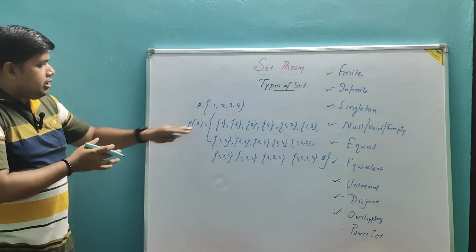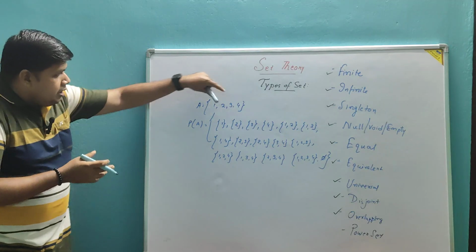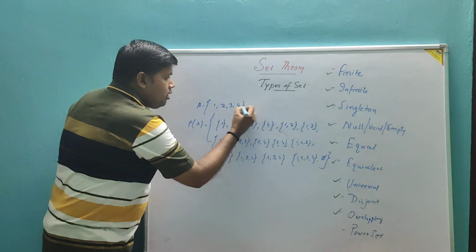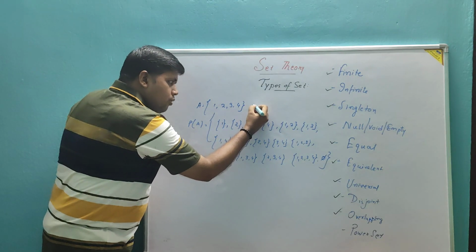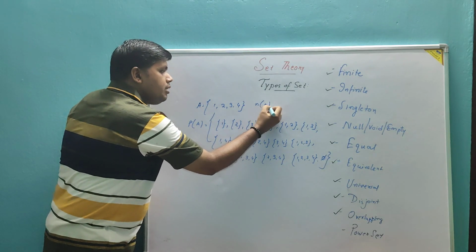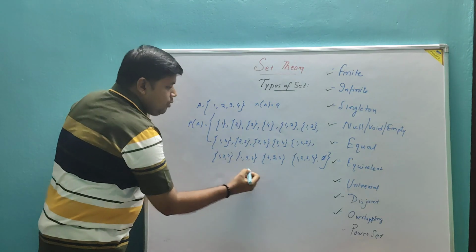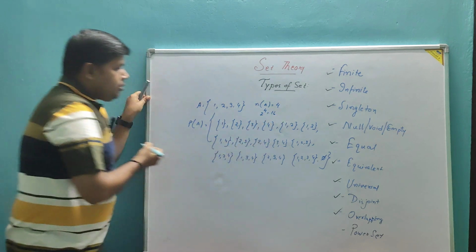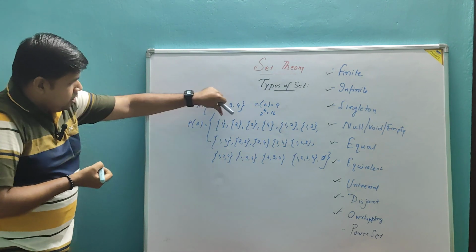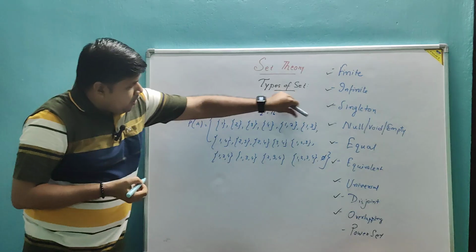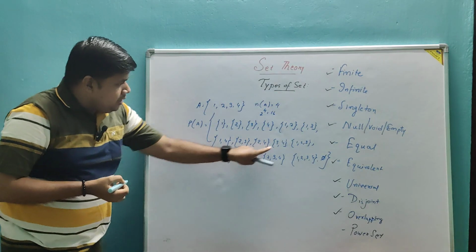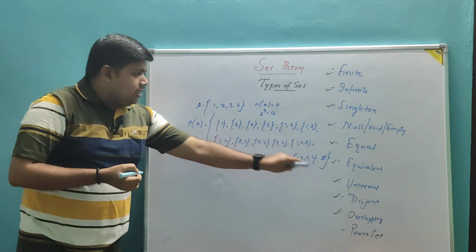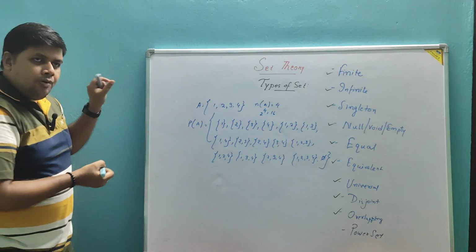All the subsets together form the power set, and the size depends upon the total number of elements. In this case, the total number of elements is 4, so n of A is 4, so the power set will have 2 to the power 4, that means 16 elements. So 1, 2, 3, 4, 5, 6, 7, 8, 9, 10, 11, 12, 13, 14, 15, 16. There are 16 elements in the power set.